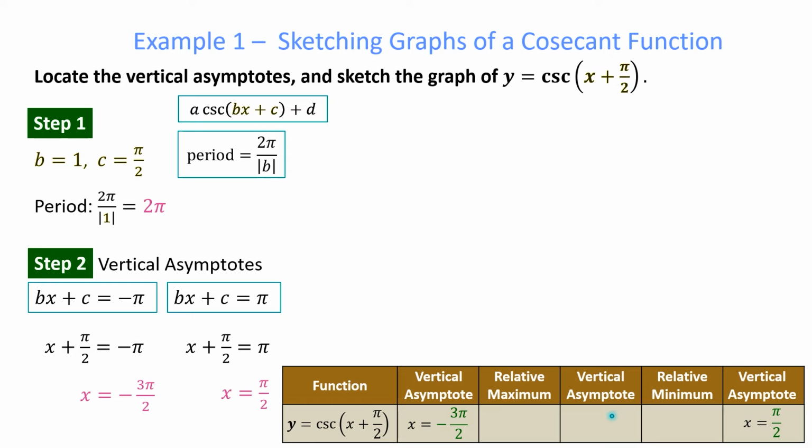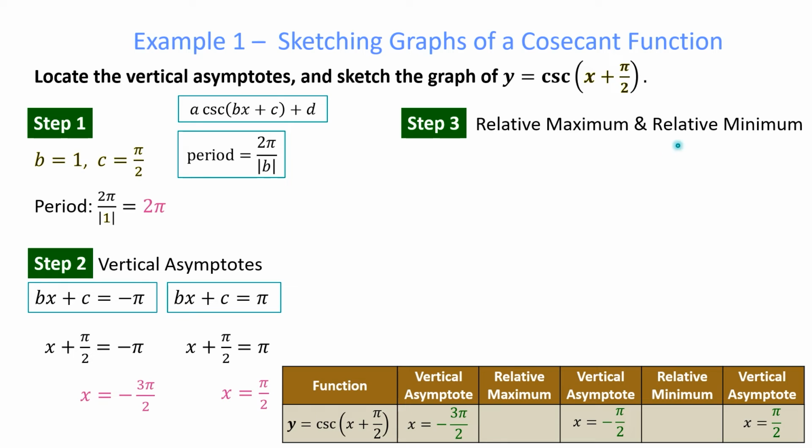How do we do that? Well, if you recall from the steps we showed previously, it'll be in between these two asymptotes. So we add these two values together and divide them by 2, and it will give us x equals minus pi over 2. Step 3 would be to find the relative maximum and the relative minimum.